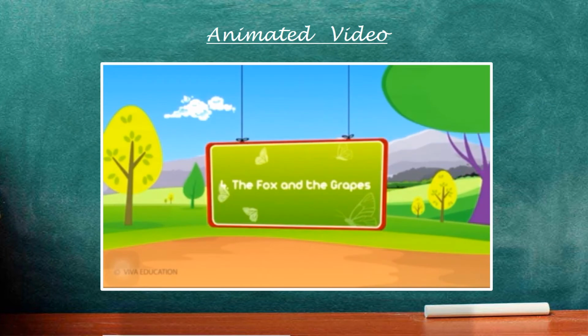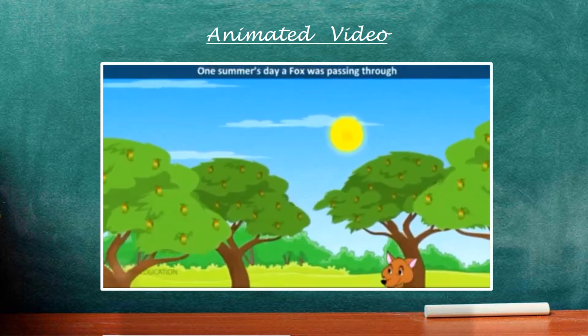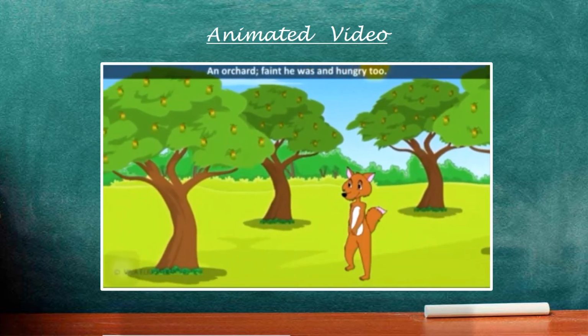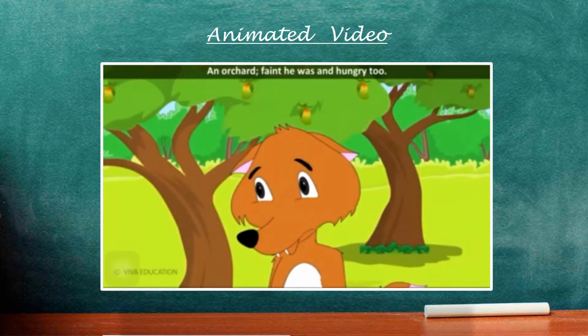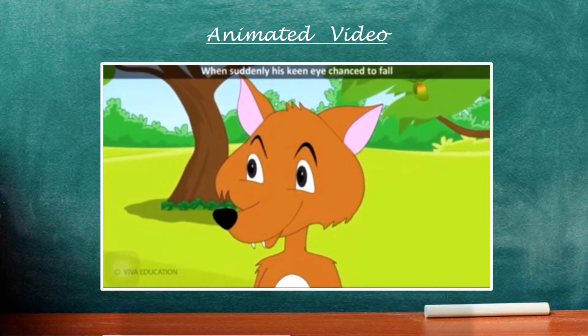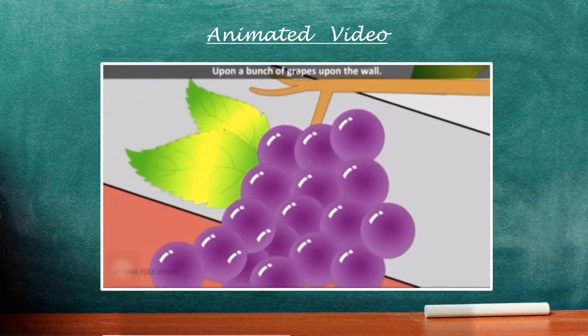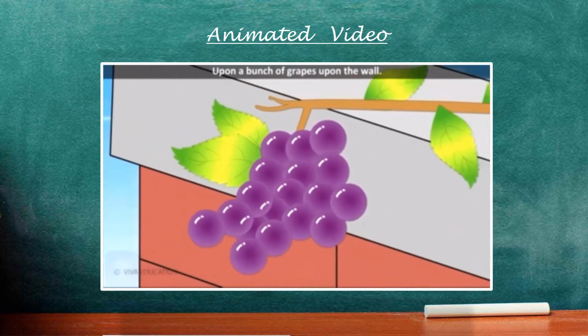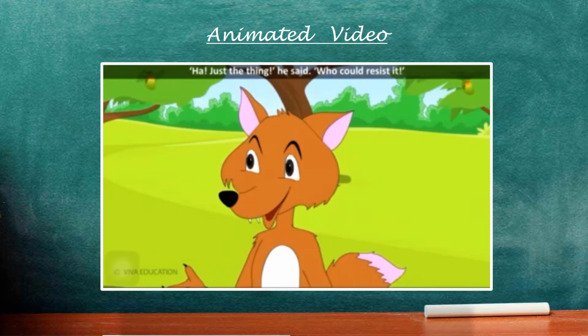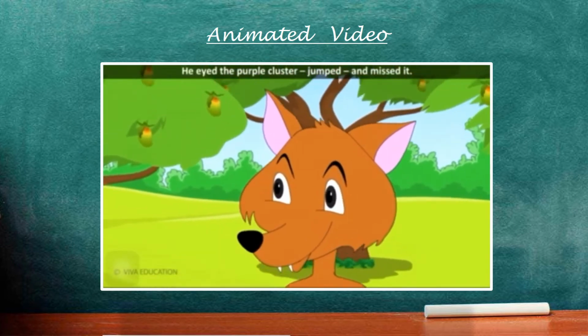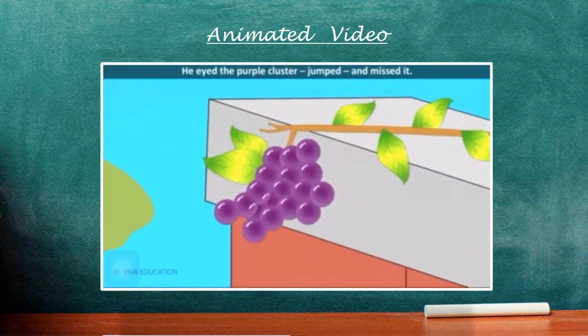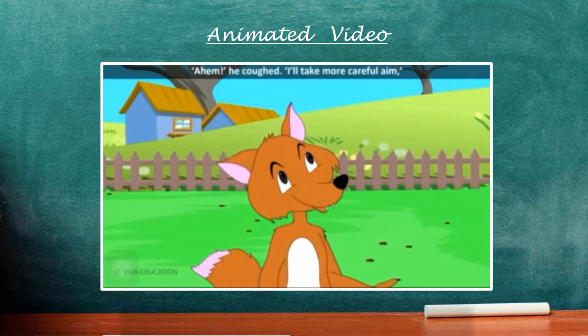4. The Fox and the Grapes. One summer's day, a fox was passing through an orchard, faint he was and hungry too, when suddenly his keen eye chanced to fall upon a bunch of grapes upon the wall. "Ah, just the thing," he said. "Who could resist it?" He eyed the purple cluster, jumped and missed it. "Ahem," he coughed, "I'll take more careful aim."